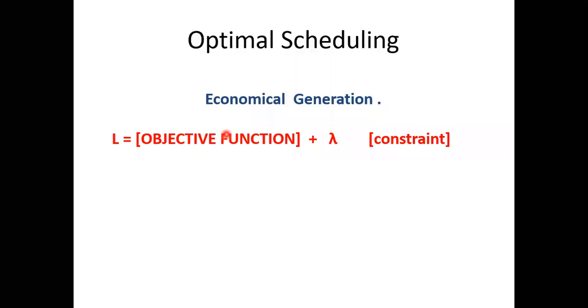So how can we write that auxiliary function? It is nothing but the objective function plus lambda into constraint. So what is the objective function here? It is nothing but the cost function. The objective is to minimize the fuel cost. So in order to minimize the fuel cost, we take an auxiliary function that is nothing but a Lagrangian function. And what is the lambda value here? Lambda value is nothing but a Lagrangian multiplier, or we can say Lagrangian constant.